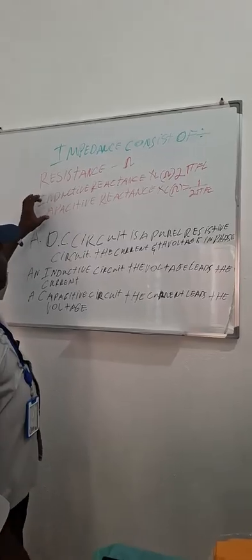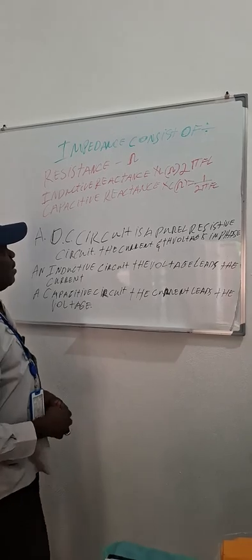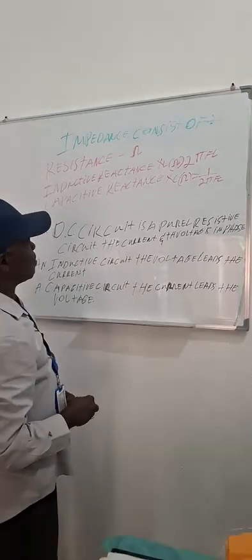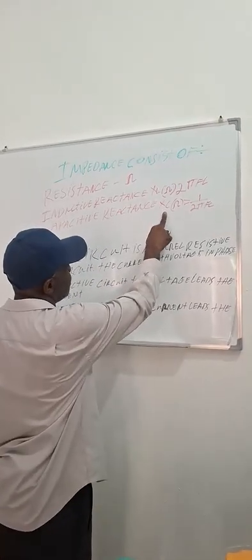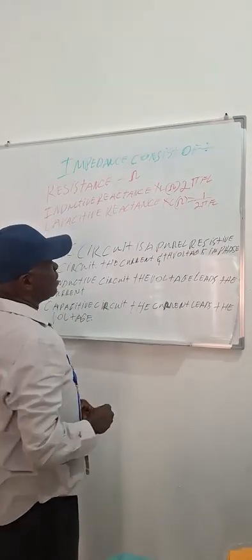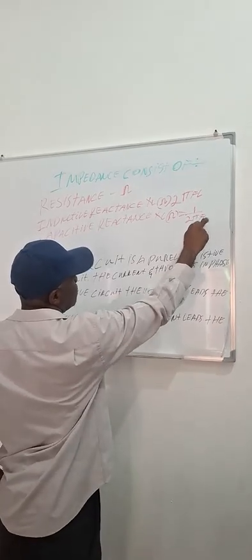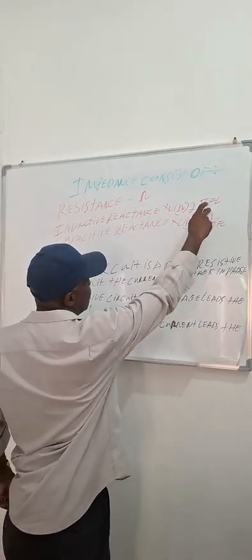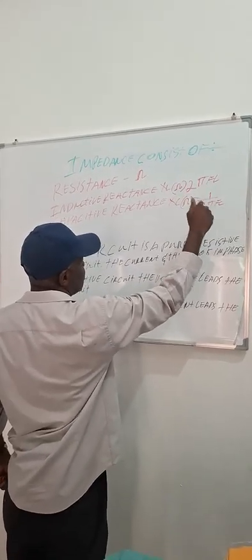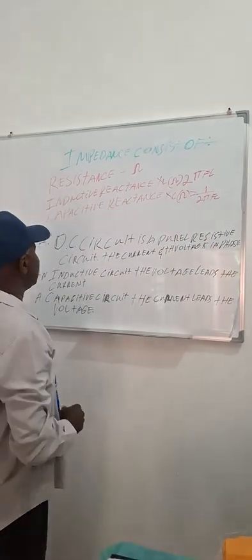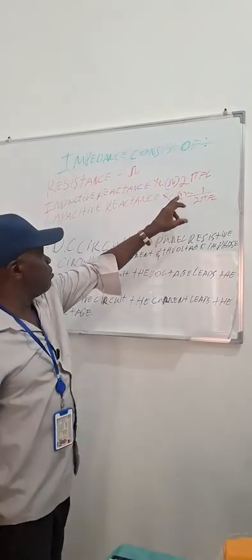We also have capacitive reactance, which is the opposition that a capacitor offers to the flow of electric current. Capacitive reactance, XC, is also measured in ohms, and the formula for it is 1 over 2 pi FC. That is 1 over 2 times pi, 3.142, times frequency times capacitance, which gives you your capacitive reactance, measured in ohms.